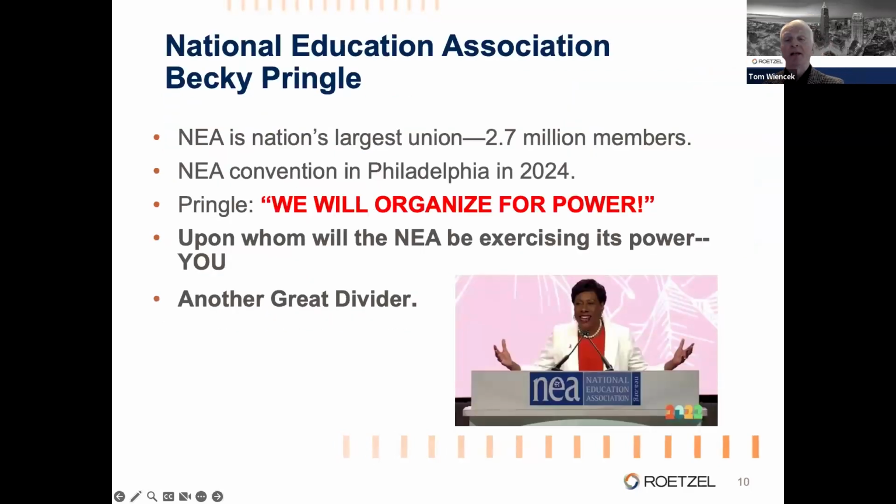Then we have the National Education Association, Becky Pringle. The NEA is the largest union in the country. It's 2.7 million members. Now, there was a convention that they had in 2024, and she made no bones about it. We will organize for power, and the power is going to be exercised over your companies. Another great divider.